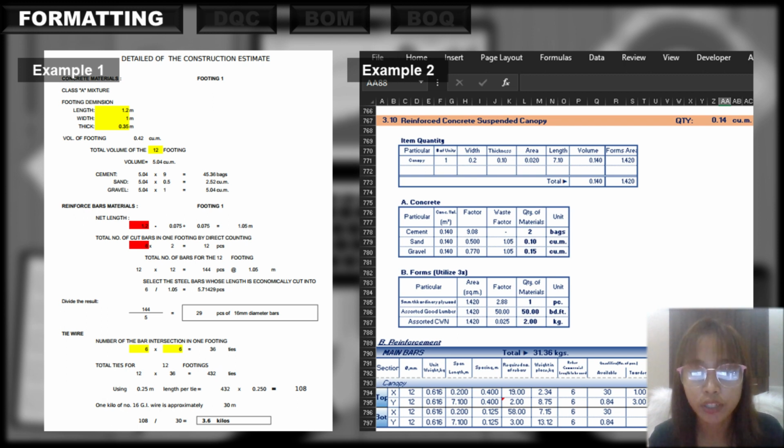Shown already here are examples 1 and 2 of DQC formats. Both are prepared in MS Excel, but example 1 is already in PDF file, which is ready to print. As you can see, the presentation of data is different. Example 2 is in table form, while example 1 is in manual mode, but still uses MS Excel to input data. Creation of your own format is at your discretion. It depends if you feel example 1 is easier than example 2. Our concern here is which is more organized for you so that there would be no problem when you're linking your data to the bill of materials.